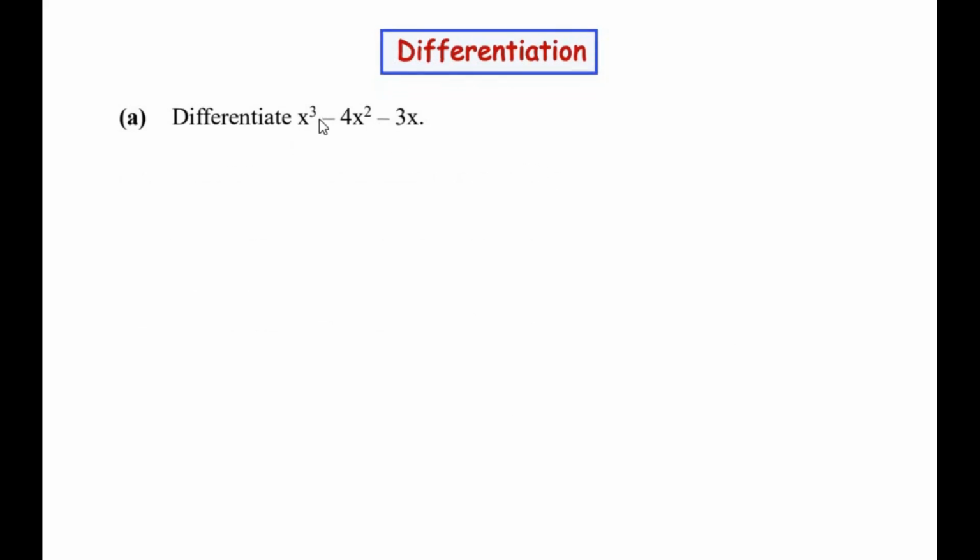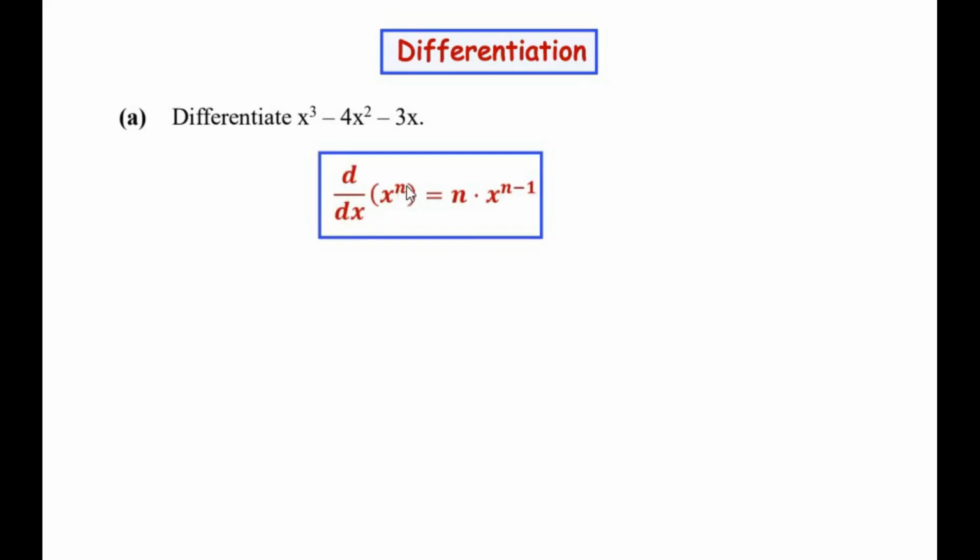Differentiate x to the power of 3 minus 4x square minus 3x. Now to differentiate this given expression, we are going to make use of a differentiation formula, which is d by dx of x to the power of n, that is differentiation of x raised to any power n, will be equal to, now the power comes out, that is in this case it is n, and it gets multiplied with x and the power is reduced by 1. So we write it as n times x to the power of n minus 1.